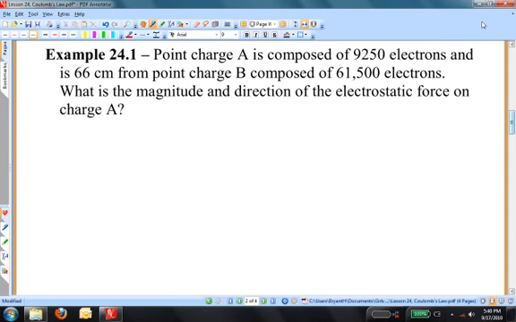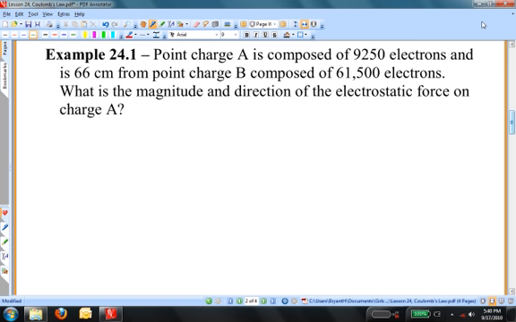Point charge A is composed of 9,250 electrons and is 66 centimeters from point charge B, composed of 61,500 electrons. What is the magnitude and the direction of the electrostatic force on charge A?